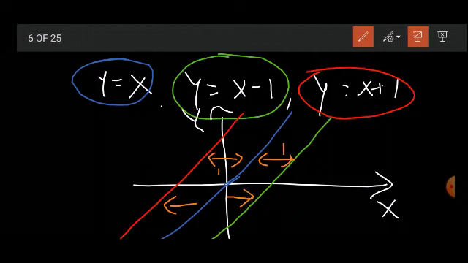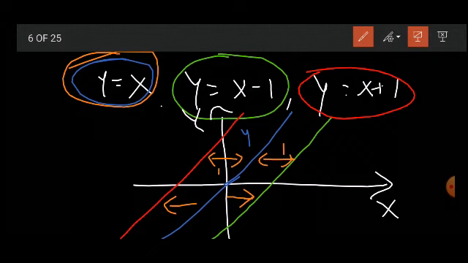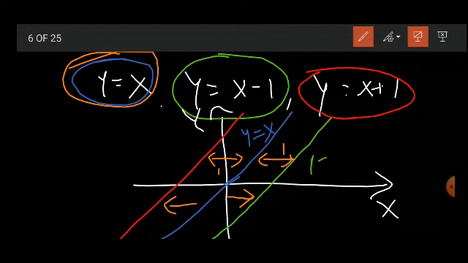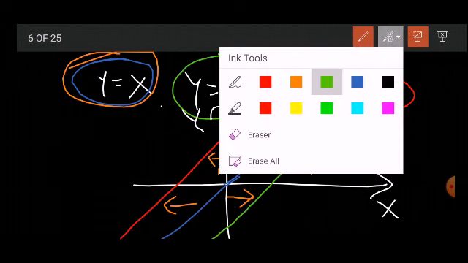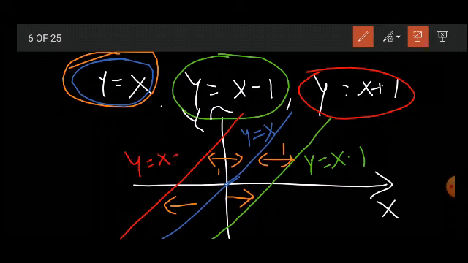The green one shows y equal to x minus 1, and this is the y equal to x line over here. You see, this is the line y equal to x. And this line we call y equal to x minus 1, and this line over here, the red line, is y equal to x plus 1. So x plus 1 comes one unit leftwards and y equal to x minus 1 comes rightwards due to shifting.